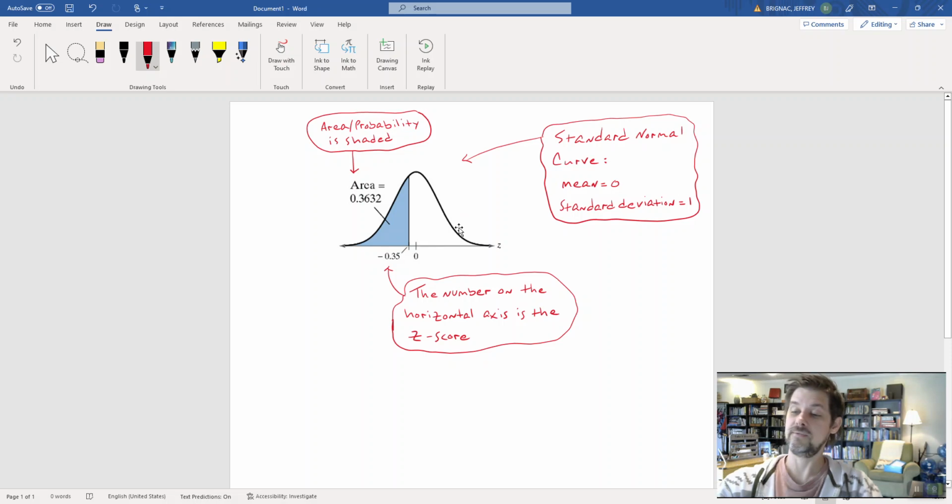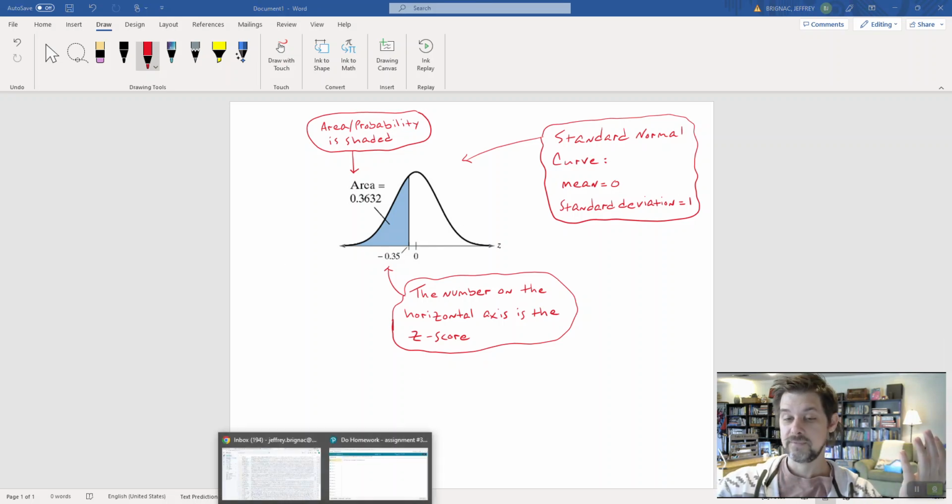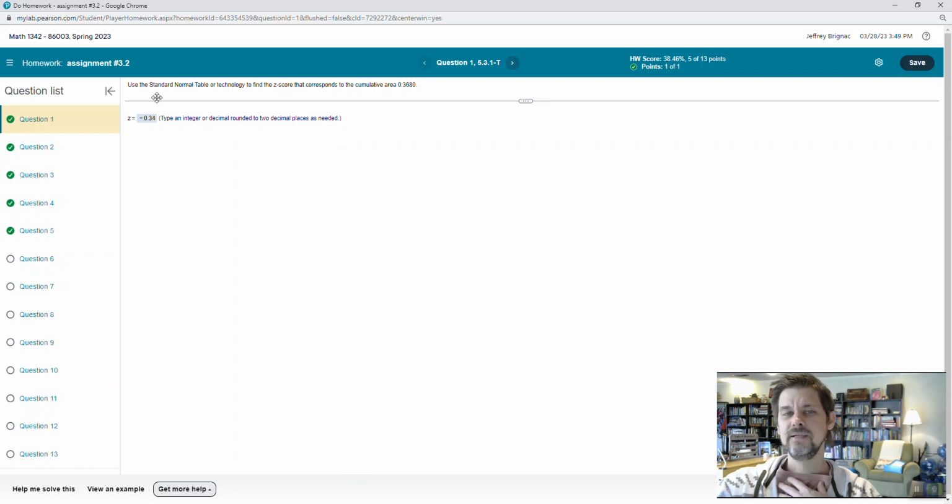Those are the concepts that we need to be aware of if we're going to try to answer questions on my math lab. So let's go to my math lab. Here it says use the standard normal table, which we won't be doing. You can look these numbers up on a table, but thankfully we have technology, we have StatCrunch that makes this all a lot easier. So we'll use technology to find the z-score that corresponds to a cumulative area of 0.3680.